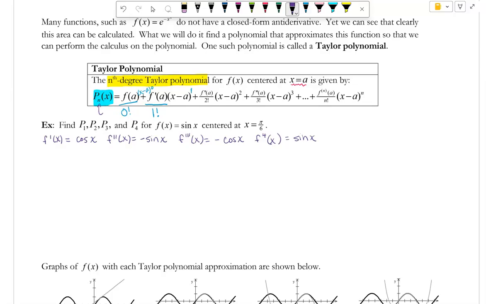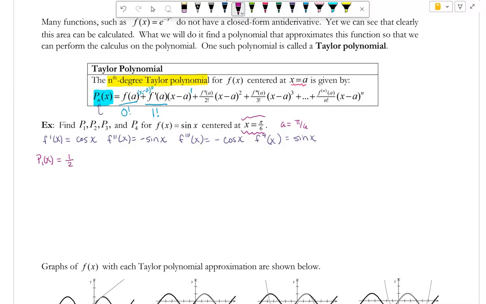All right, so if I'm looking to make my first degree Taylor polynomial, so my polynomial in the first degree, I'm going to need f evaluated at a. So our polynomial is going to be centered. We'll see in a second what that means. Centered at x equals pi over 6. So pi over 6 is my a value there. So my function sine of x at pi over 6 is just 1/2. So I need f of a, so the sine of pi over 6.